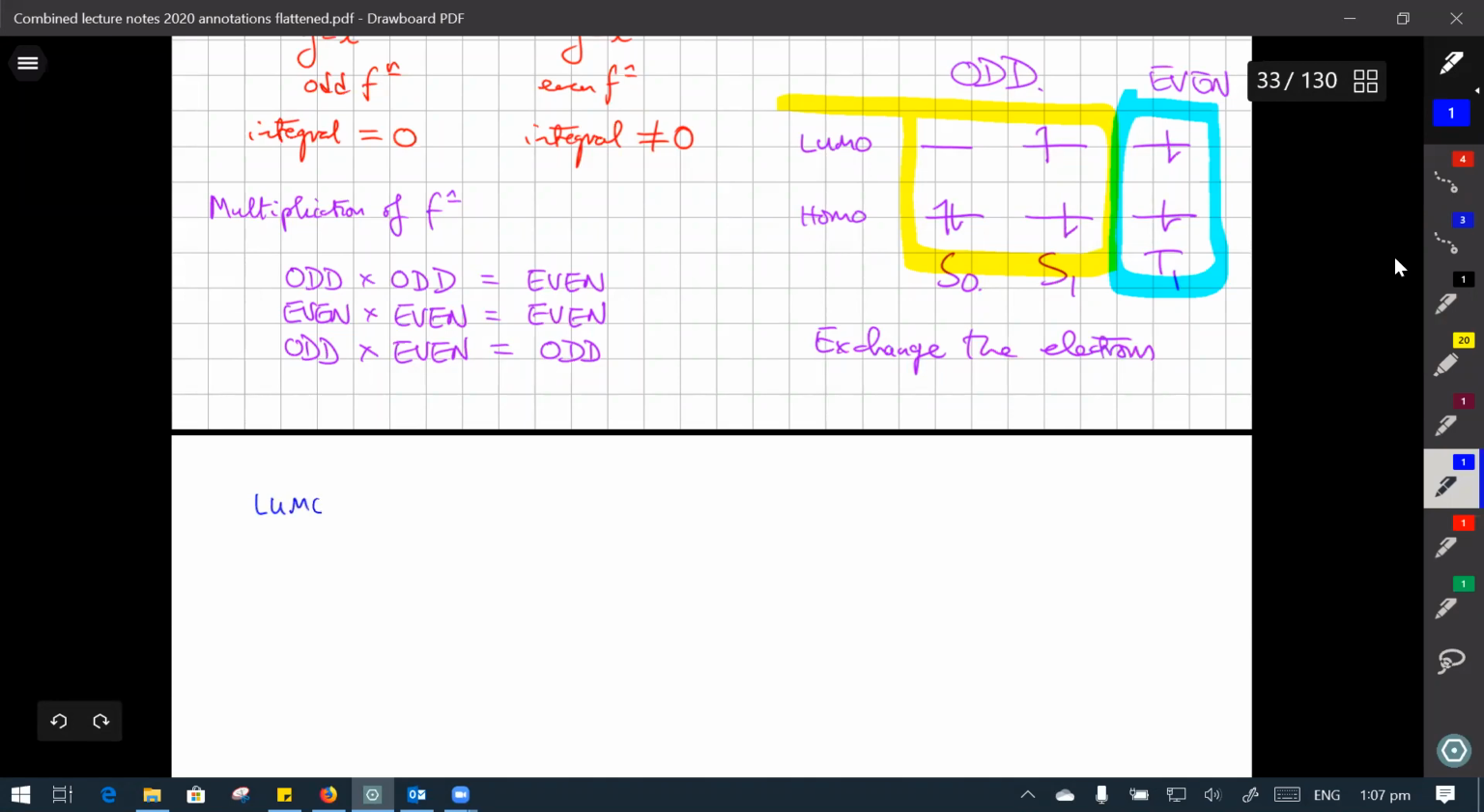So we have a LUMO, and we have our ground state like that. So that's the S0 state. And this is the HOMO then. And then I've drawn a state like this. So this is the S1 state. And then I've drawn a state like this, which is the T1 state.